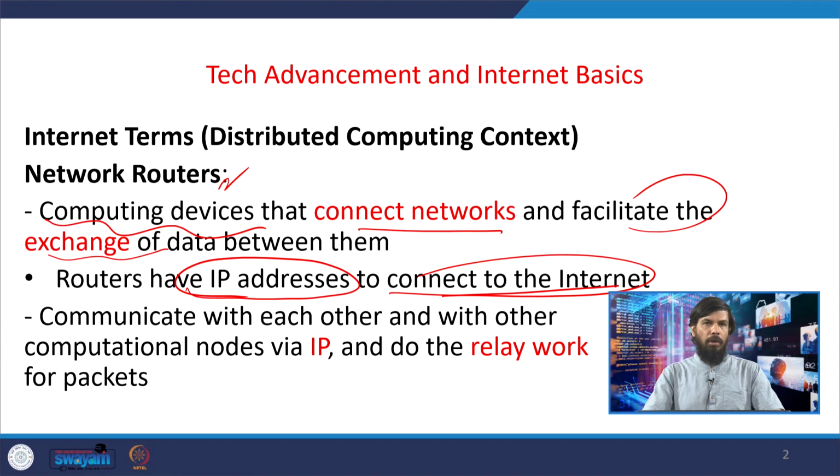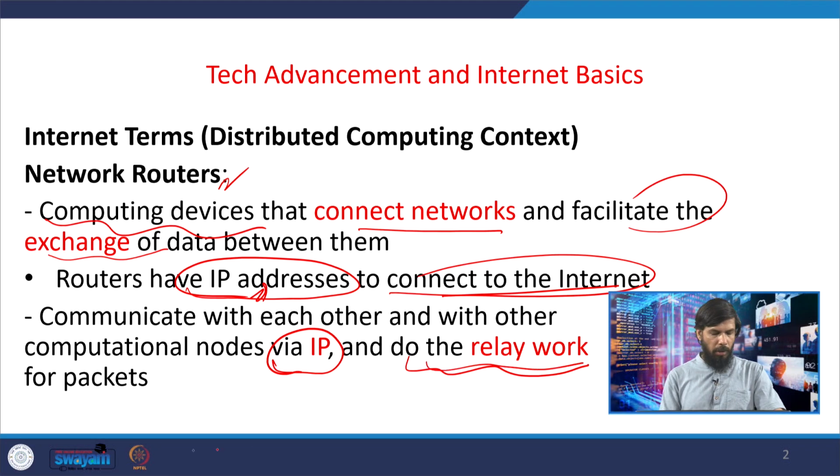Now, routers communicate with each other and with other computational nodes. How? Via IP, internet protocol. So, they have the IP address, and their role in this process is facilitating the exchange of data between computers. Their role is to do the relay walk for packets. The packets that we talked about, with different protocols, TCP and IP, the relay walk for those packets happens from router to router, right.